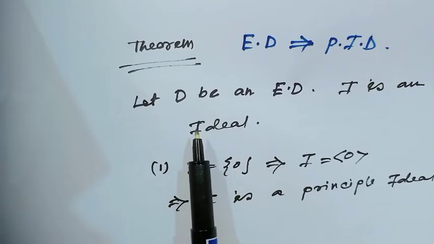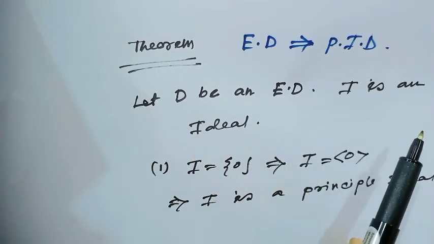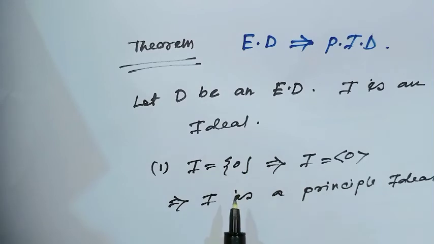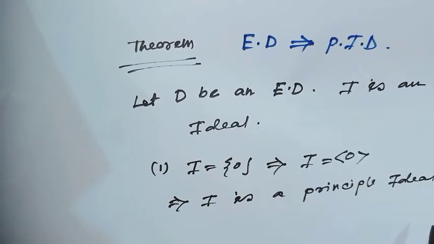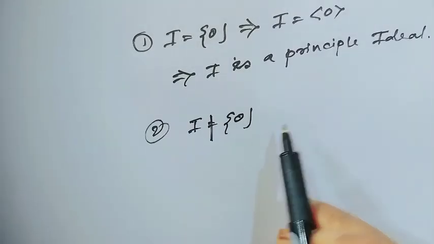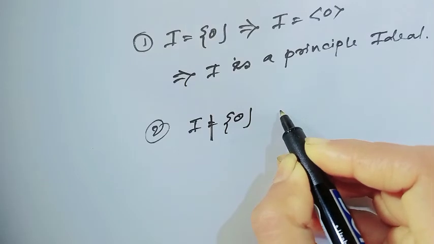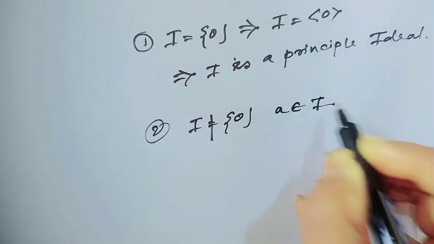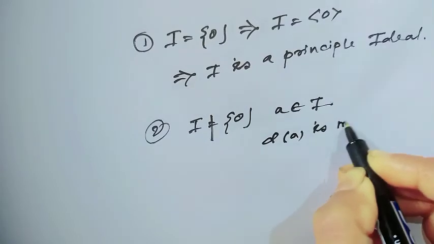The theorem is as follows: let D be a Euclidean domain and I an ideal. If I contains only the singleton set 0, then I is generated by 0, which implies I is a principal ideal. Now the second case: consider I not equal to the singleton set 0, and consider a non-zero element A in the ideal such that the degree of A is minimum.